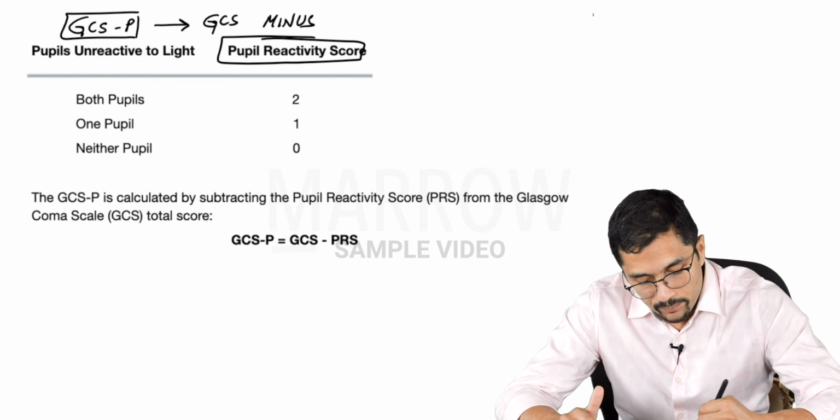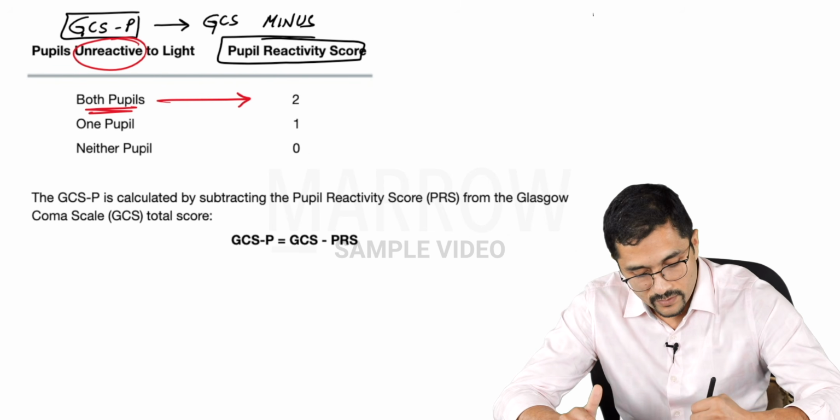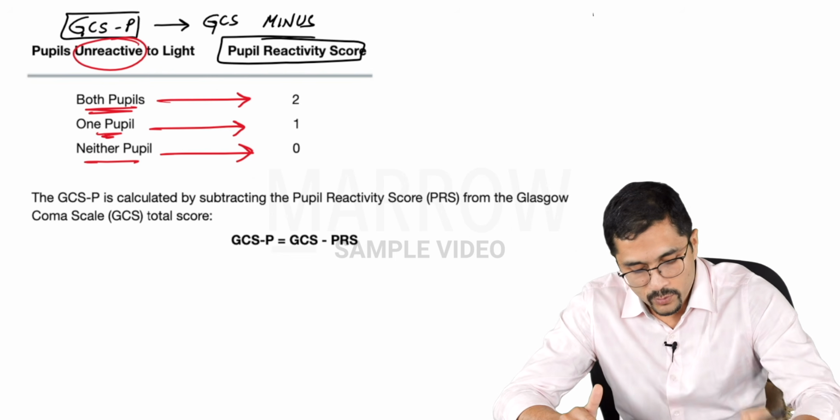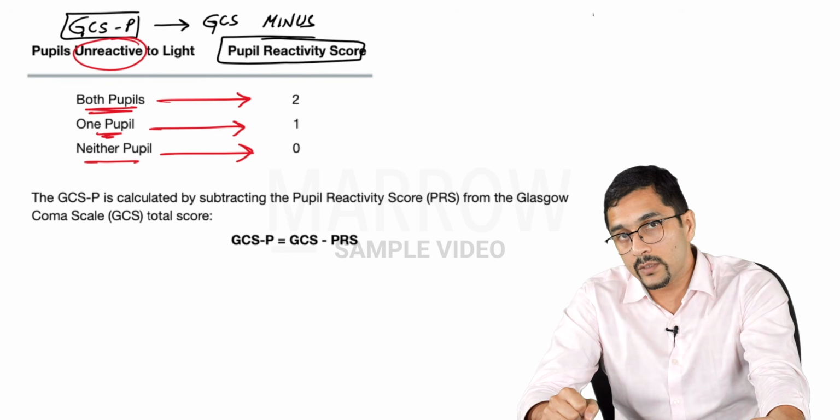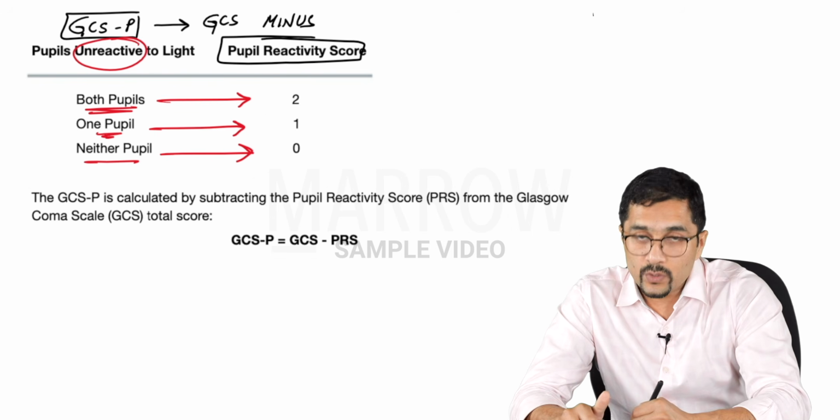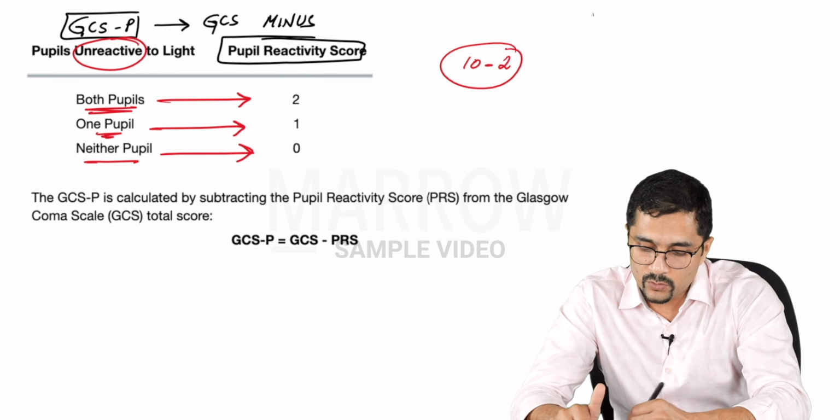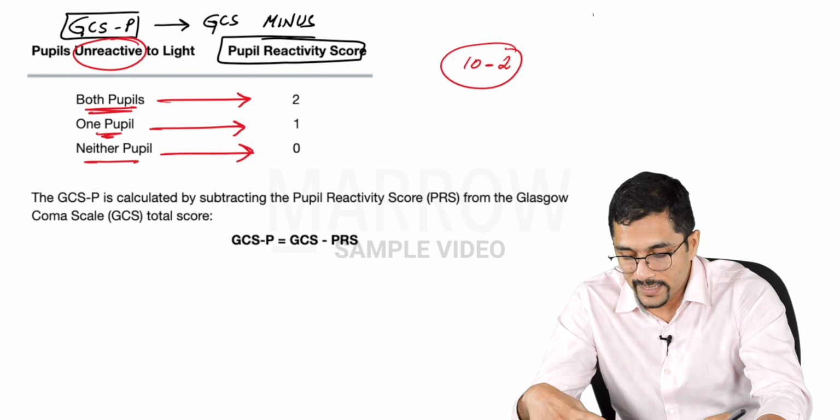If both the pupils are unreactive, you give a score of 2. If one pupil is unreactive, score of 1. If neither of the pupils is unreactive, meaning both are reactive, then a score of 0. So supposing the score is 10 and both the pupils are not reactive, it is going to become 10 minus 2, that is 8. This is the GCS-P score.